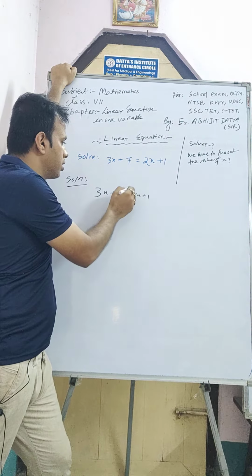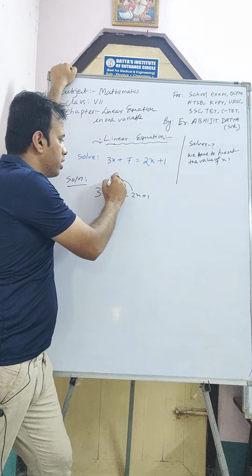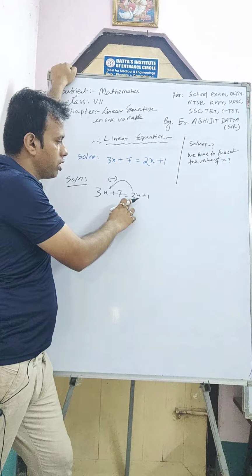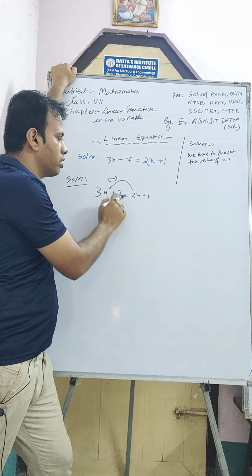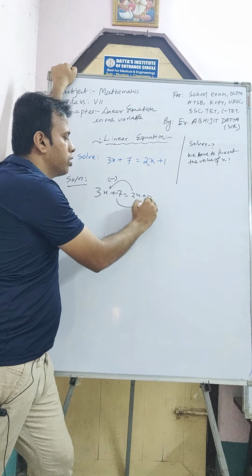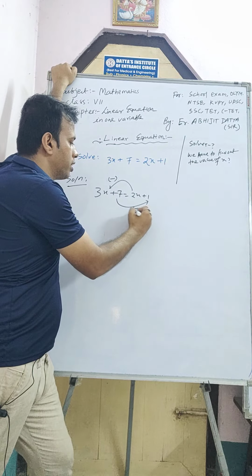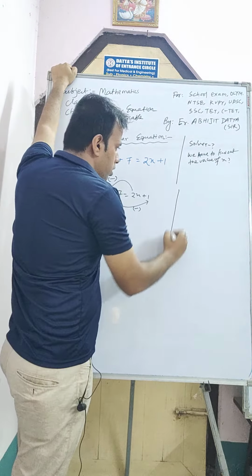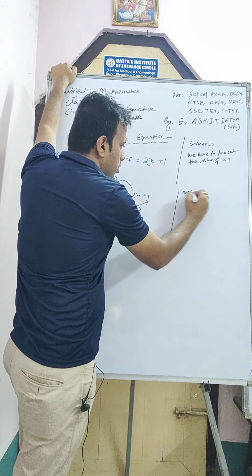So if I take this here, it will become minus because here is plus. And this one is plus. When it goes to the right side, it will become minus. Okay, I give one note here.